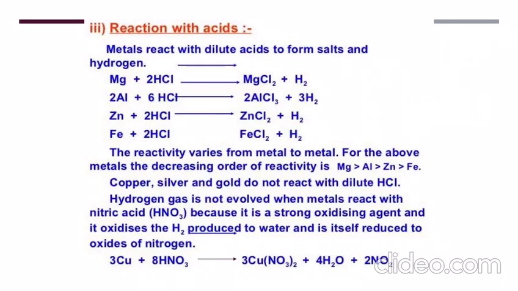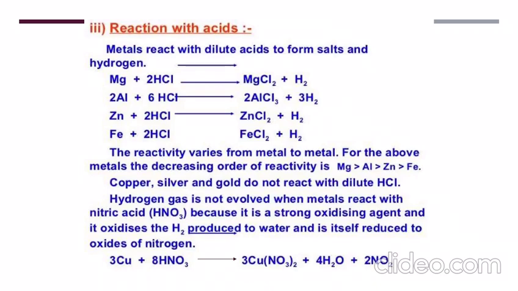Now next is the reaction of metals with acid, basically dilute acid. On the basis of their reactivity with dilute acid, metals have been classified as more reactive metals and less reactive metals. Now what are more reactive metals? These are those which react with dilute hydrochloric acid or dilute sulfuric acid and displace hydrogen of the acid, forming salt. With hydrochloric acid, the salts formed are called metal chlorides, whereas with sulfuric acid, the salts formed are called sulfates. These metals include potassium, sodium, calcium, magnesium, aluminium, zinc, iron and lead.